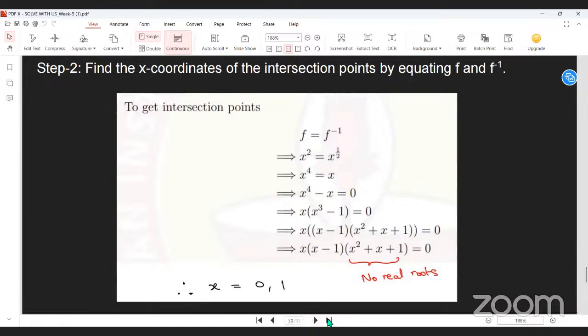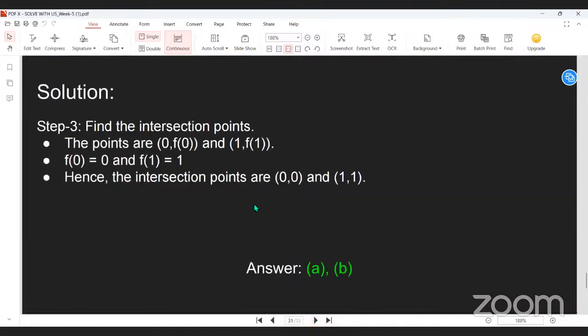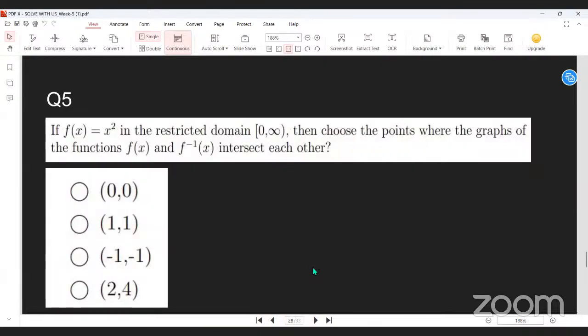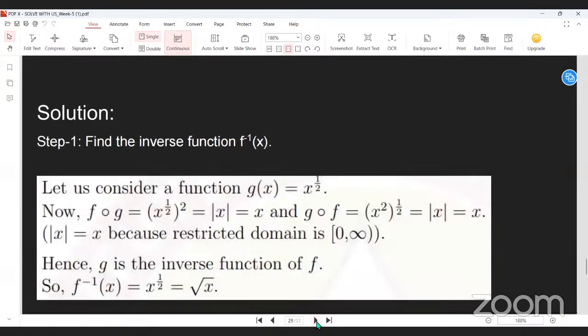We got 2 points, 0, 0 and 1, 1. So the points are 0 comma f of 0 and 1 comma f of 1, right? And f of 0 is 0 and f of 1 is 1, right? Hence the intersection points are 0 comma 0 and 1 comma 1. So the answers are a comma b, right? 0 comma 0 and 1 comma 1.